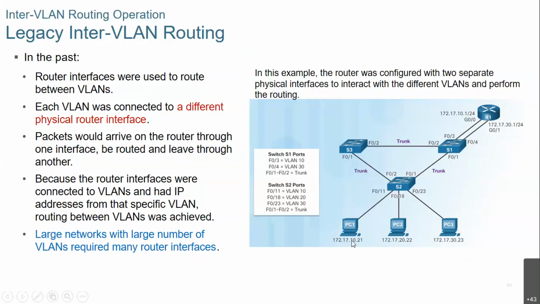So 172.17.10.21 will go to its gateway, 172.17.10.1. It will go all the way there. The router will perform routing. Of course, it looks at the routing table: oh, you're going to 10.30. It will say, oh, it is on G0/1, and then it will send it out there. It goes to the switch, goes through the trunk, and then gets to the PC. Easy enough, right?